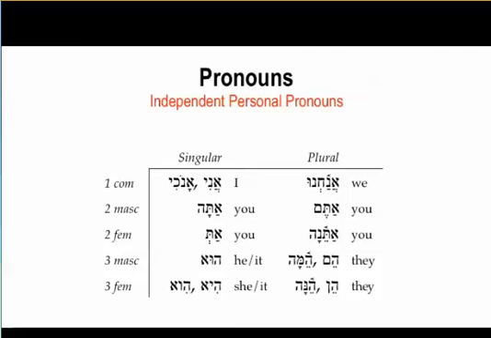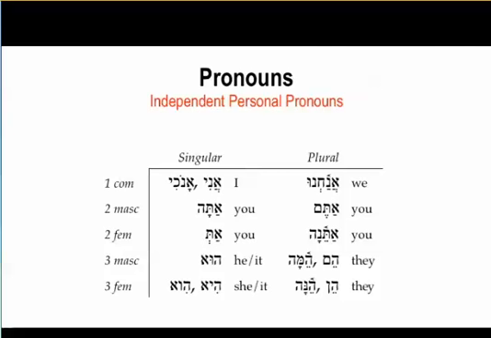Let's look at the plural forms together. The first common plural, anachnu. That's the independent personal pronoun translated we. It's first common plural. Second masculine plural, atem. It's translated as you, but you masculine plural, or you all. The second feminine plural, atena, translated as you, but it's feminine plural.